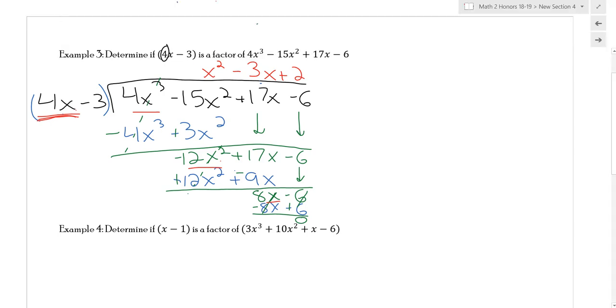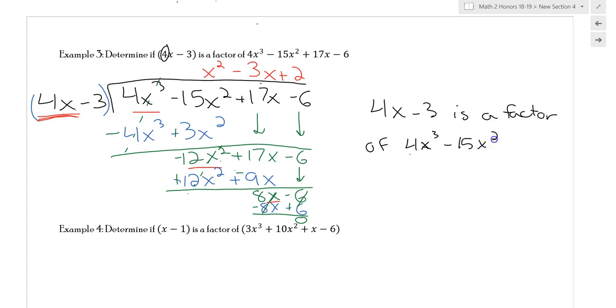So then we can say that this is a factor of 4x cubed minus 15x squared minus 6. Right, because the remainder is 0.